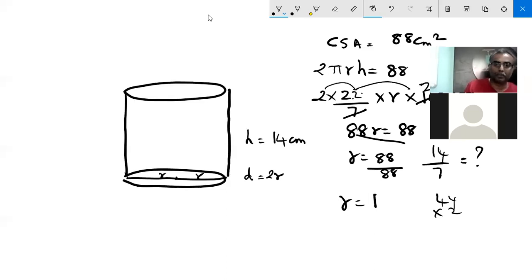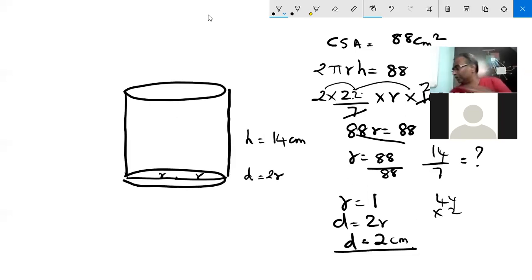So diameter is equal to 2r. Diameter is equal to 2 into 1. Yes, 2 centimeters. That is the answer. All right. Very simple sum.